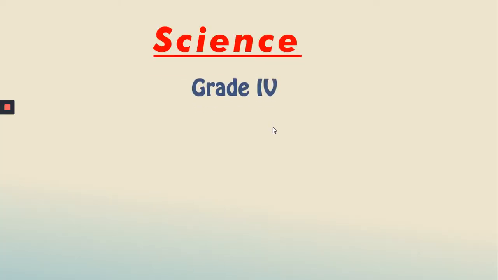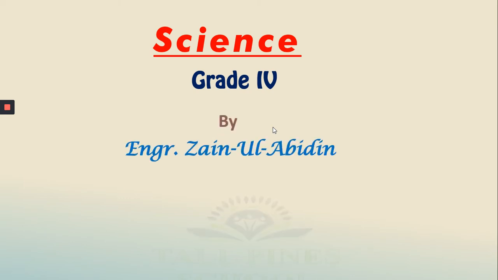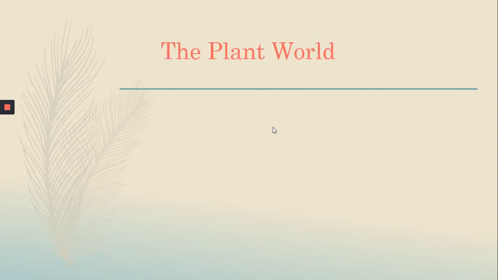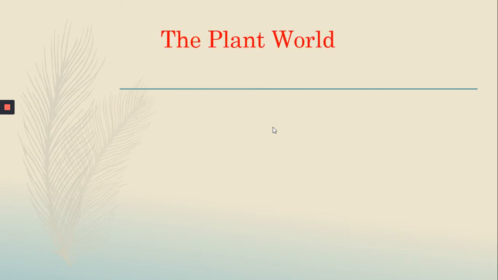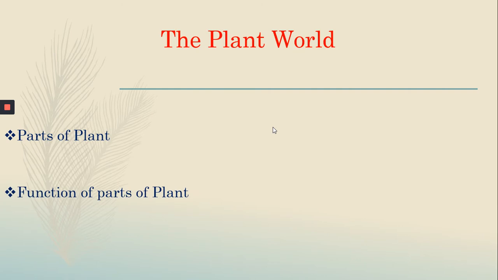My name is Engineer Zainul Abedin, and here we have the lecture of science for grade 4. In our previous lecture, we were discussing chapter 3, which is related to the plant world. Till now we have studied what the parts of plants are and the functions of the different parts. There are four basic parts of a plant: the first is root, second is stem, third is leaf, and the fourth is flower.